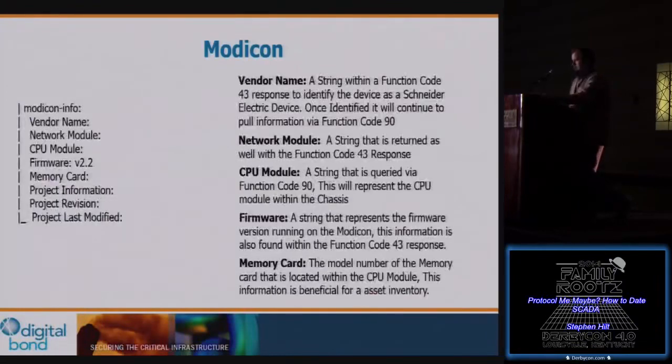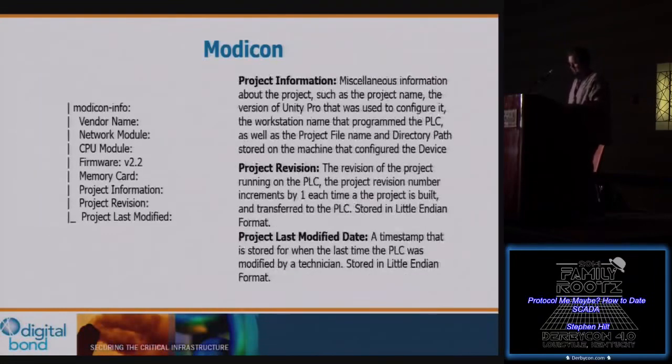So based off of that, the information you can pull is vendor name, network module, CPU module, firmware. The memory card is actually interesting. It's the model number of the memory card that's plugged into the CPU module. It's not interesting except possibly for asset inventory. Then project information, as I said: workstation name, the location where it was stored, project revision, and project last modified date.